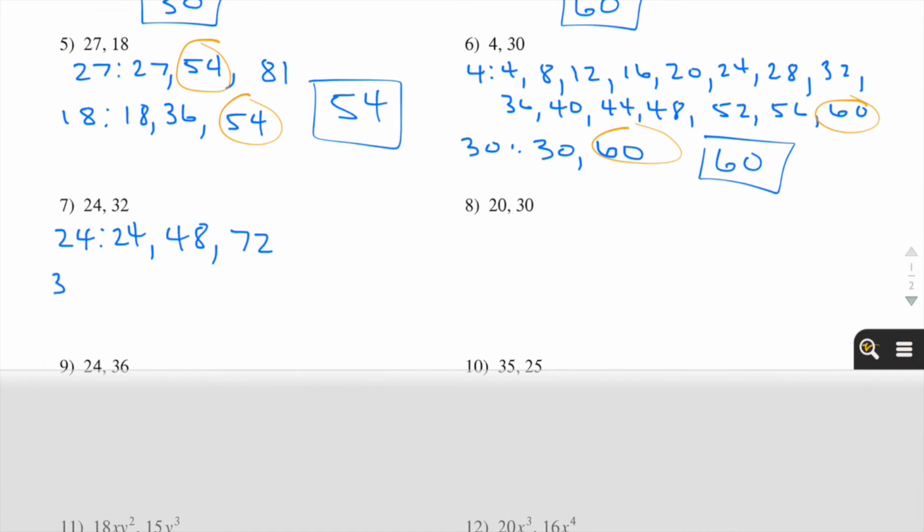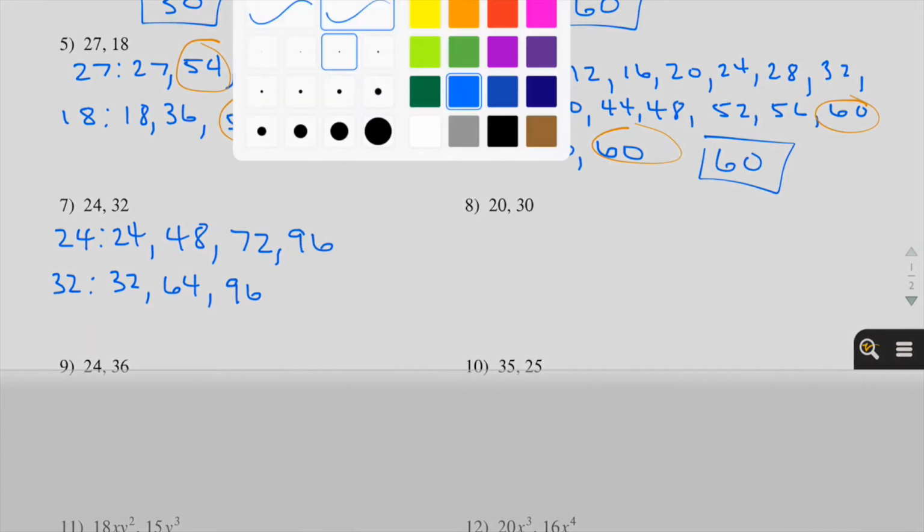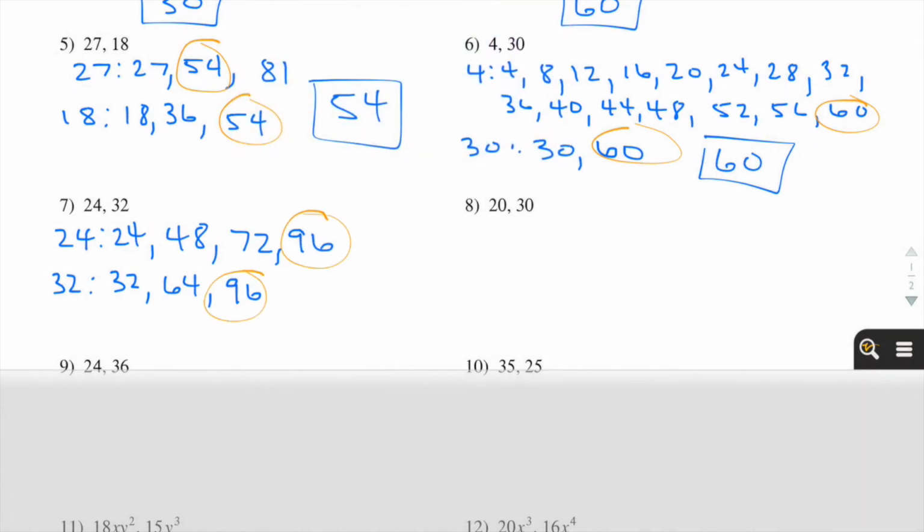Let's see what we get for 32. We get 32, 64. 64 plus 32 gives us 96. So we have to continue with the 24. 72 plus 24, we end up getting 96 there. And that's where we get our least common multiple of 96.